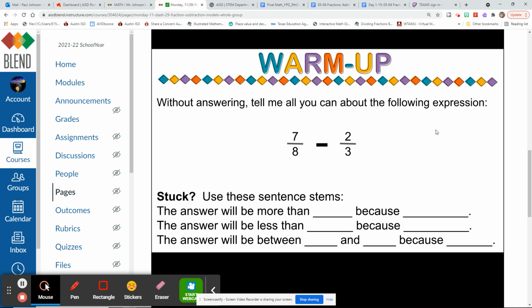So, once again, with this warm up, we are trying to look at how many different ways we can analyze this problem without actually solving it. If you look at the left fraction, you're looking at 7/8, and the right fraction is 2/3. And you'll notice both of them have a numerator that is one less than the denominator. So both of those are almost one whole. Use that knowledge and think about some stems that you can use underneath.